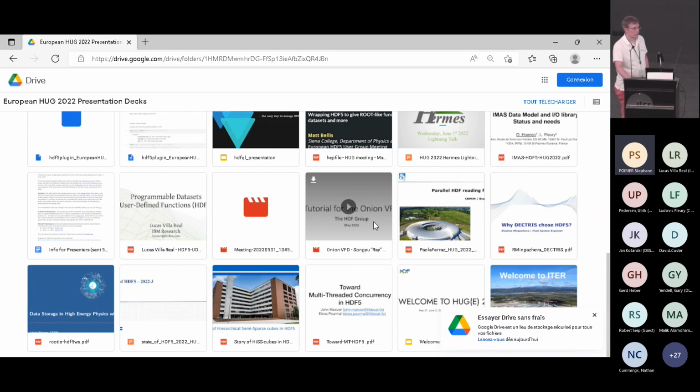And the last question: can early versions of H5dump read a file created with Onion VFD? The older ones wouldn't get the Onion stuff. They would just get the original file. Okay. Right.